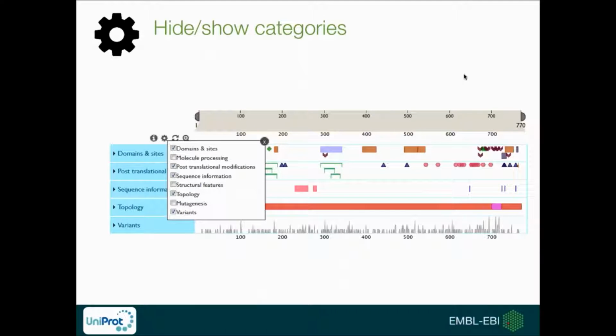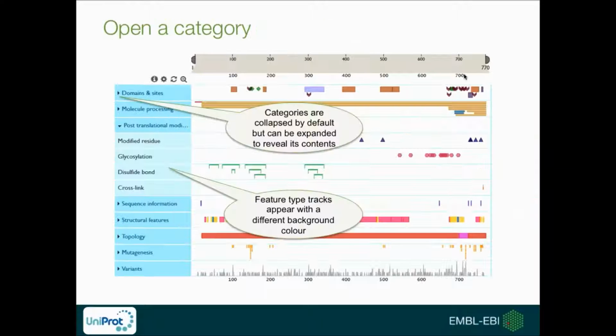You can also hide and show categories. Let's suppose that you are not very interested in molecular processing, so you don't want to display these features. You can go to the settings button, and then you can select which categories you want to display. You can use it at any time to show or hide any category. The categories, which are the ones that are on the left, are initially closed, but they can be expanded. And when they are expanded, then you will see tracks that will show you each different feature type in a different row. So you will realize easily what each shape is about, or where are all the disulfide bonds, or where are all the glycosylation sites.